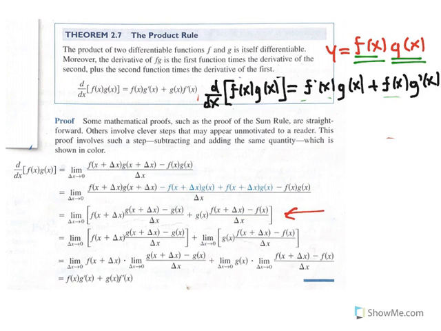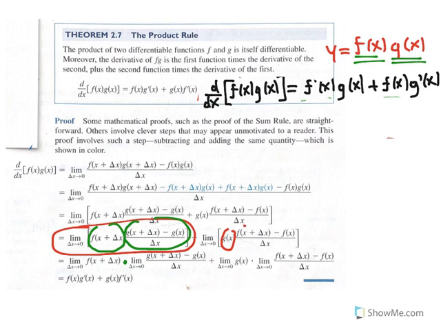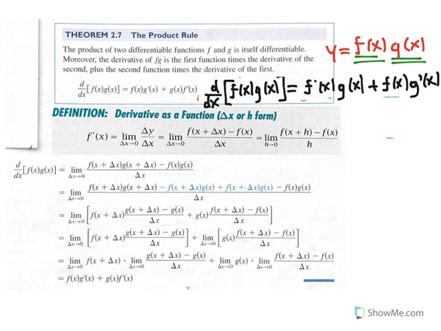So now we're here, and the next step is to recognize that here you have the limit of a sum. If you have the limit of a sum, you can write that as a sum of two limits. So that's what we're doing here. And then here what we have is the limit of a product. If you have the limit of a product, you can write that as a product of the limits. So that's what we're doing here. We write that as a product of these two limits. And we do the same thing here. We have the limit of a product, and we're going to write that as a product of the limits.